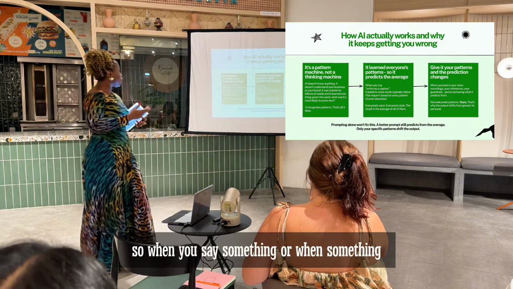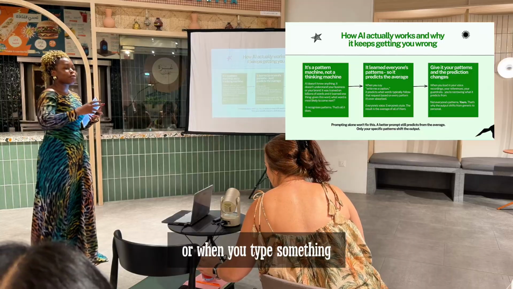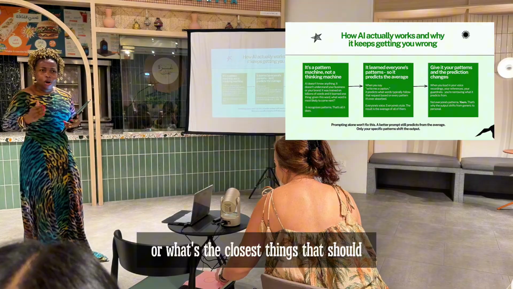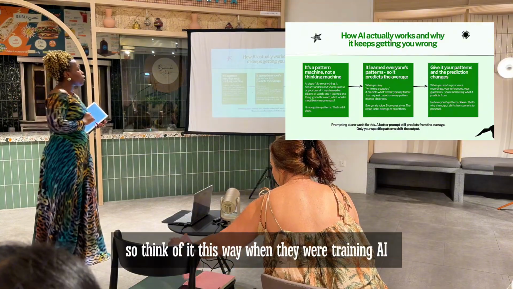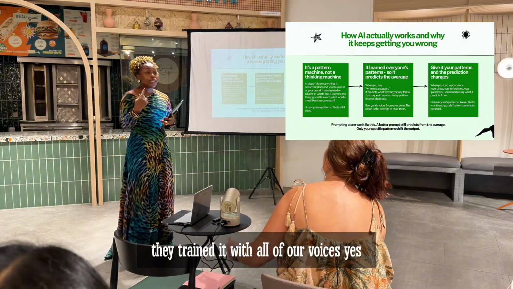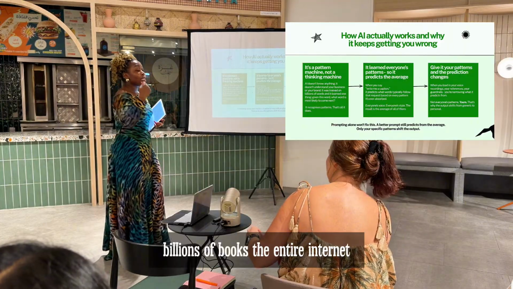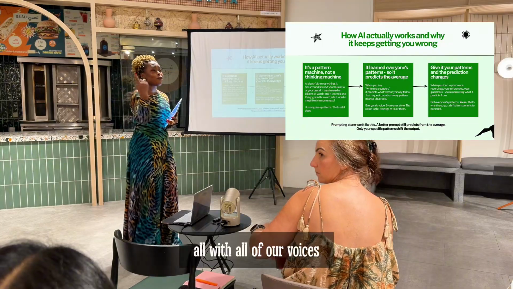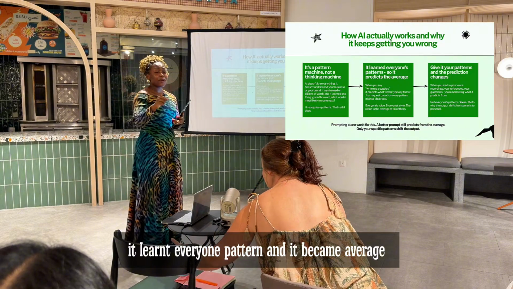So when you say something, or when you think about something, or when you type something, AI thinks of what's the closest thing that would happen next, or what's the closest thing that should be said next. So think of it this way. When they were training AI, they trained it with all of our voices. Yes, all of our voices, everything. Billions of books, the entire internet. They trained it with everything. And because they trained it with all of our voices, it learned every pattern and it became average.